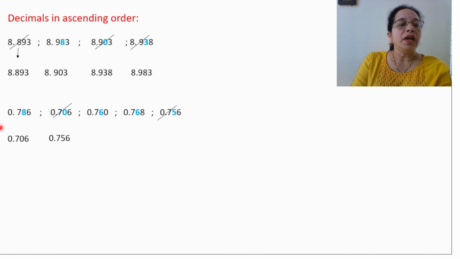Cross out this. Now 8, 6 and 6. So these two are same. We will go for the next one. This is 0 and 8. So which one is smaller? This 0 is smaller.